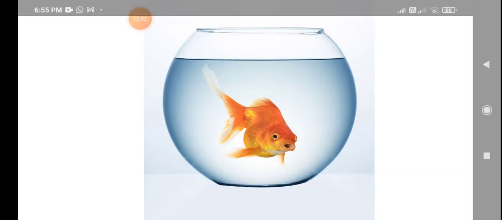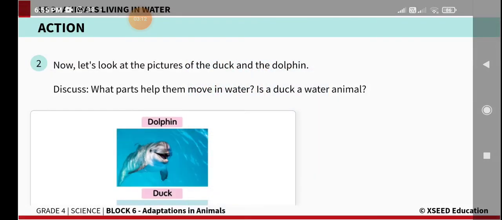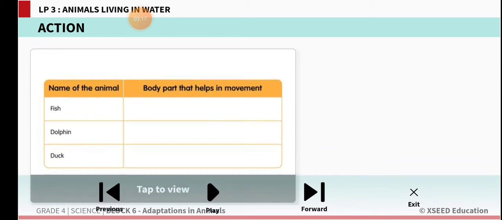Next we will see another animal, which is a dolphin, and a duck. Both live in the water, and what special features are they having? Carefully look at the picture and you will be able to identify some special features in these animals that you have to find out and write in the tabular column. This is your today's activity.